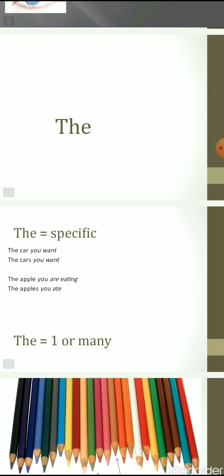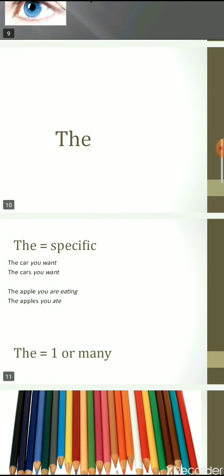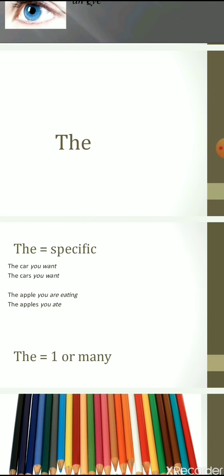Now we come to the definite article the. Now one more thing I would like to add here. The is pronounced as thuh and thee both. When we are using it with words starting with a consonant sound, we say thuh, and when we use it with words starting with a vowel sound, we say thee. And when we are going to stress upon something and make it important, specific, then also we say thee.